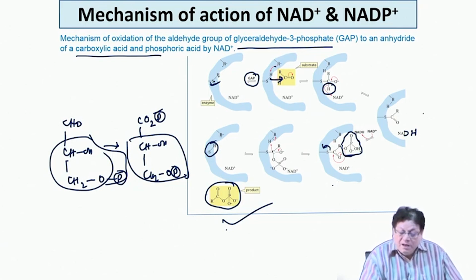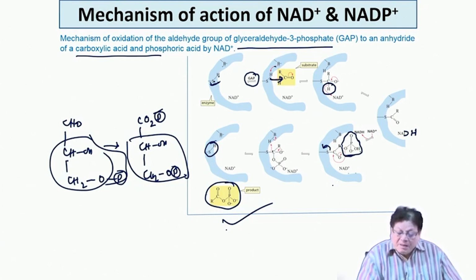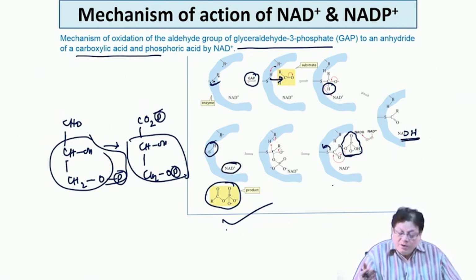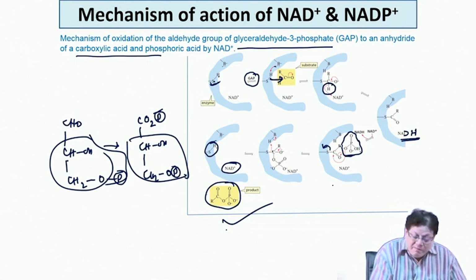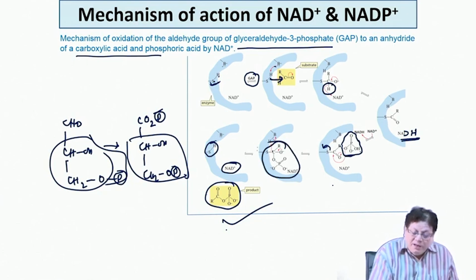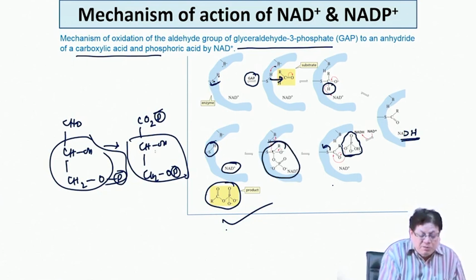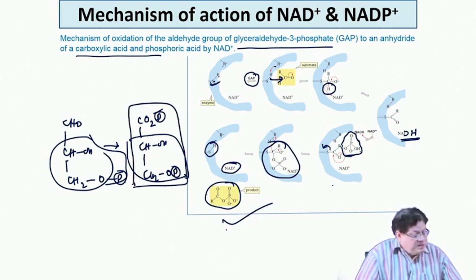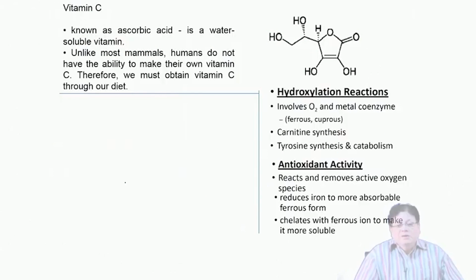NAD plus, and then actually initially it will be NADH, but that will be later on oxidized to the NAD plus, and then SH. You get your product after the expulsion of the carbon sulfur bond, you get the phosphoglycerate, 1,3-phosphoglycerate. Now, the last one is vitamin C.